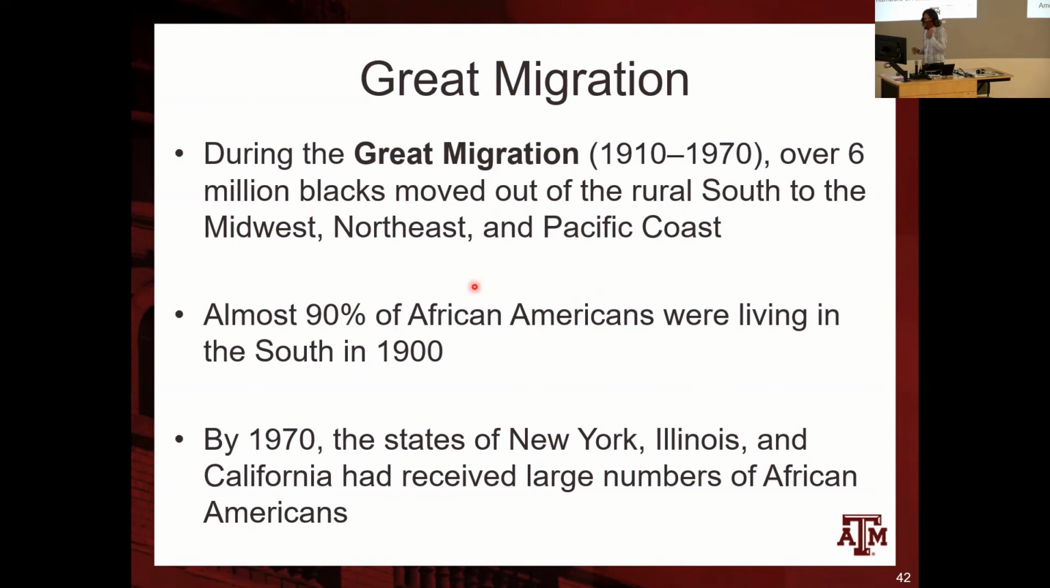Just to give you an idea, in 1900, almost 90% of African Americans were living in southern states. By 1970, the states of New York, Illinois, and California had received large numbers of African Americans exactly because of this Great Migration. The interesting thing is that there are some recent papers talking about the Great Migration, because recently the Census Bureau linked data of historical census into more recent surveys.